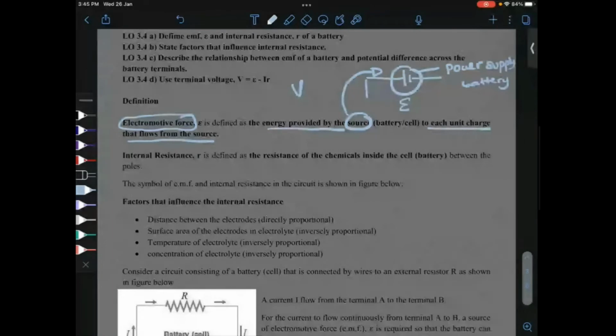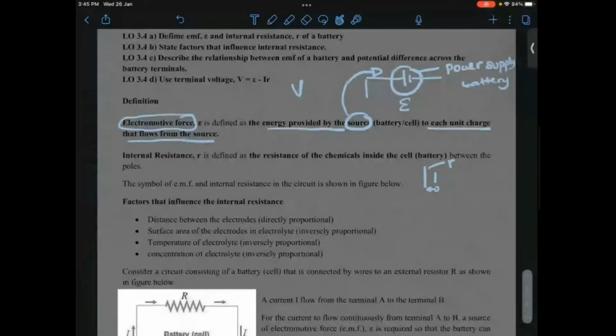Internal resistance is defined as the resistance of the chemical inside the cell battery between the poles. So you have your battery here kan, ini bateri kamu. So the chemical between the poles here will give you resistance. Okay, dekat dalam tu kita akan ada resistance. Okay, kalau kamu belajar chemistry kamu, kamu akan ada buat eksperimen. Dalam eksperimen, if I'm not mistaken, yang masukkan dalam solution tu kan, anode dengan cathode tu kan. So from there tu sebenarnya kamu boleh faham konsep ini.